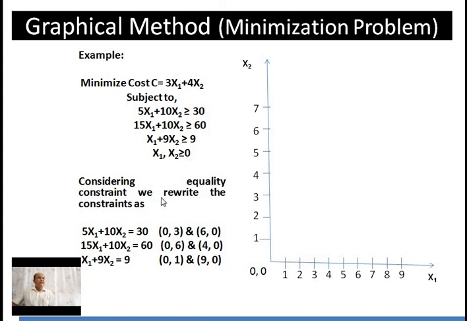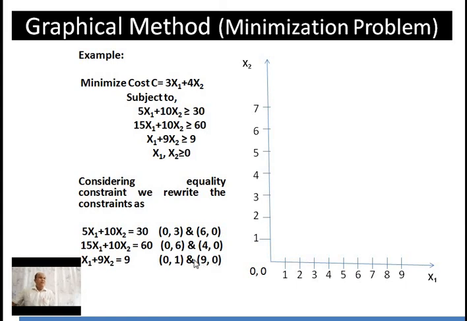Considering the equality constraint, we write the first constraint as 5x1 plus 10x2 equal to 30, where if x1 is 0, then x2 will be 3, and when x2 is 0, then x1 will be 6. In the case of the second constraint, if x1 is equal to 0, then x2 will be equal to 6. If x2 is equal to 0, then x1 will be 4. In the third case, if x1 is equal to 0, then x2 becomes 1. If x2 is 0, then x1 becomes 9.